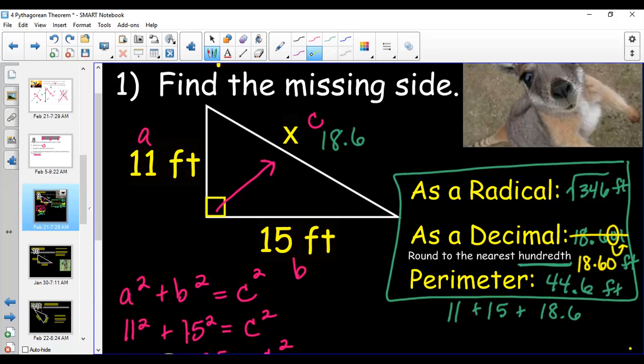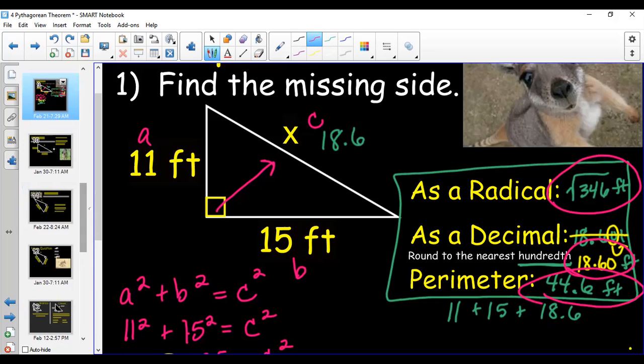So there we have 3 different ways we can answer this. Again, it depends on what the question is asking for. The missing side as a radical is the square root of 346. The missing side as a decimal is 18.60. And the perimeter, when I add up all the sides, the perimeter of the triangle is 44.6.